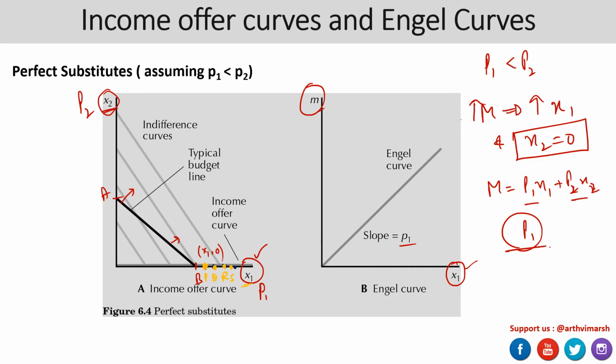As the income increased, you can observe from here, the consumption of X1 keeps on going up as your income increases. This is M1, this is M2, so your consumption of X1 is also going to go up, X0 prime to X1 prime. So this is what the case is for the perfect substitutes.